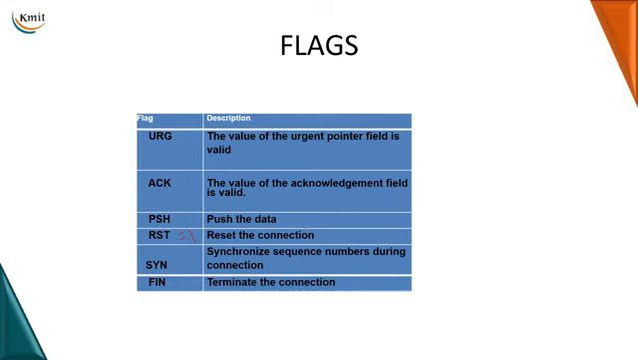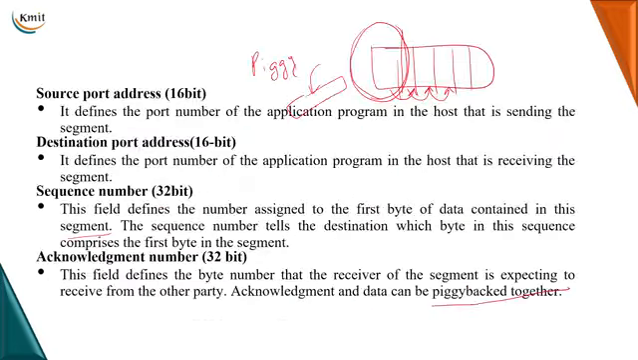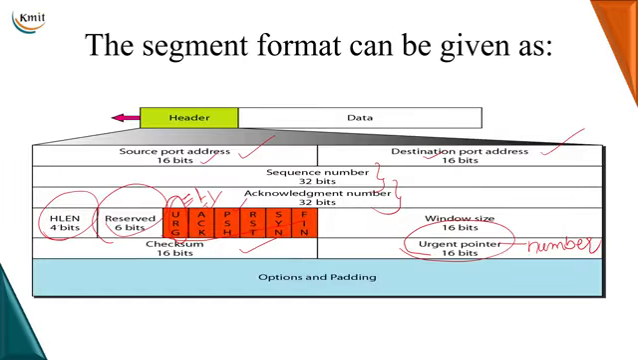We have a flag called SYN, synchronize. When you would like to synchronize between the sending and receiving device in a connection, the SYN flag is set to 1 to synchronize the sequence numbers. Then the FIN flag, the finish flag. When you want to terminate the connection, the finish flag will be set to 1. So these are all the control flags of your TCP segment format.